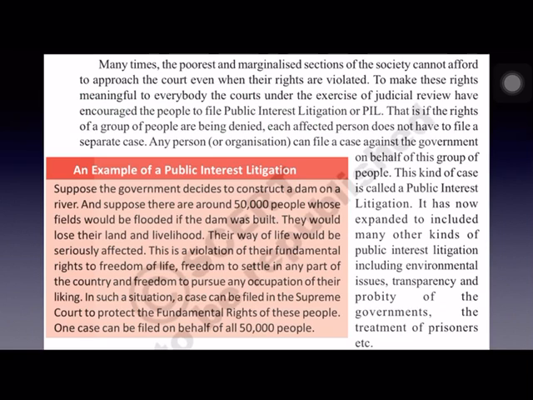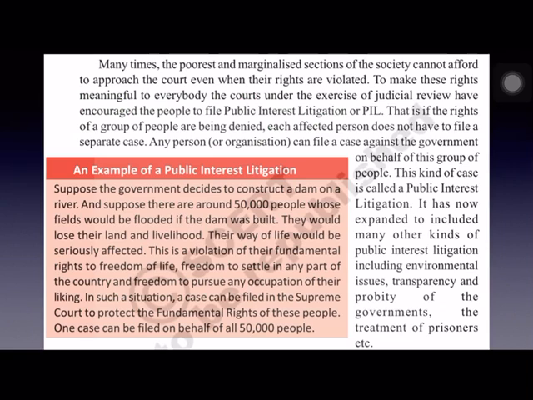So, in such a case, to make these rights meaningful to everybody, the courts have encouraged the people to file public interest litigation. PIL cases can be filed in the courts. What are these PIL cases? Public interest litigation cases. That is, if the rights of a group of people are being denied, then each affected person need not file a case in the court separately.